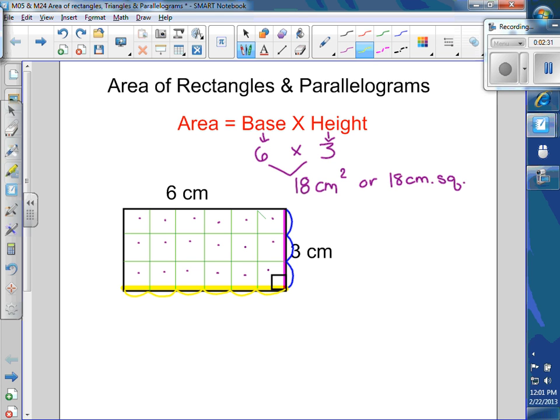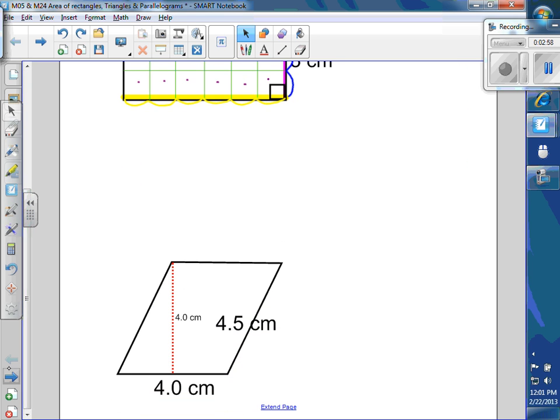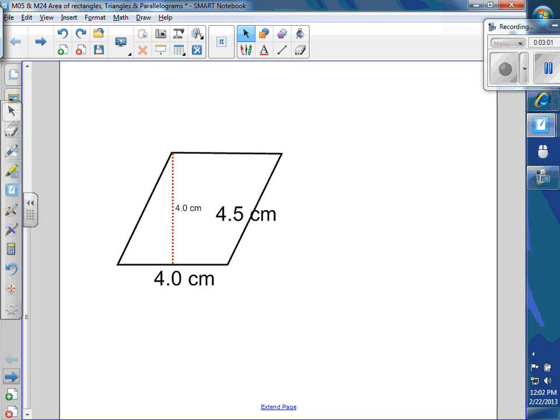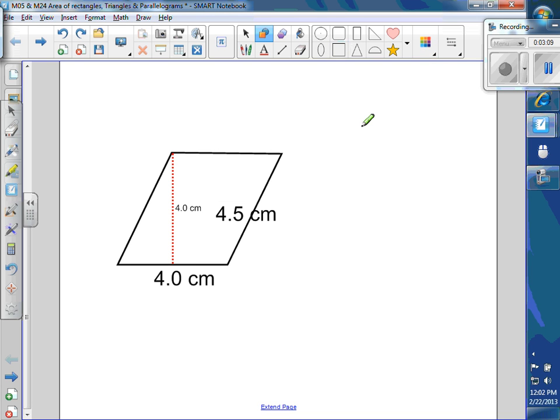So that's the beginning review problem. To find the area of a rectangle, you do base times height. And the thing is, when we look at parallelograms, the same formula works as long as you know that the height and the base have to form this square angle. So let's scroll down to this next picture. In this picture, we have a parallelogram. So the square angle that we look for is right here.